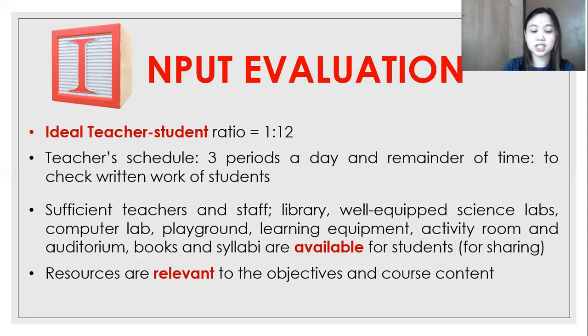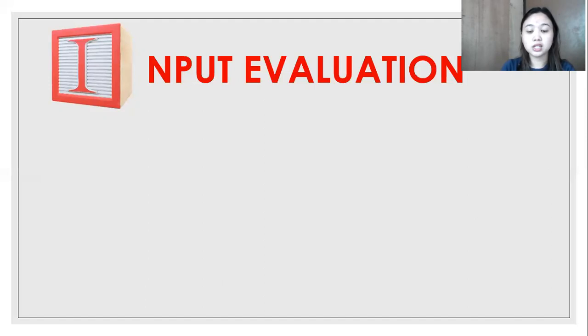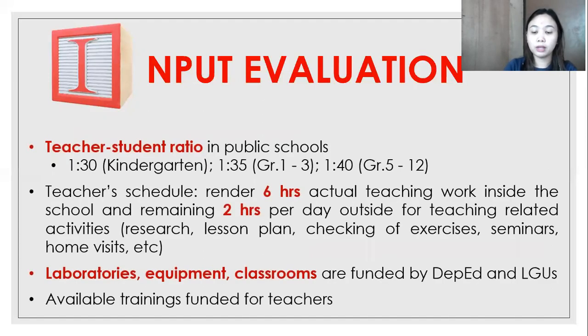All resources, such as teachers, staff, computer lab, well-equipped science labs, playground, learning equipment, activity room, and auditorium, as well as books and syllabi, are available for students. Available in the sense that students can share the laboratories, library, and auditorium of the main branch when required. The buildings of the school are on rent, but the authorities are working hard to maintain the quality of infrastructure. Teacher 3 said that class and school environment both help the students in learning because the classrooms are wide.